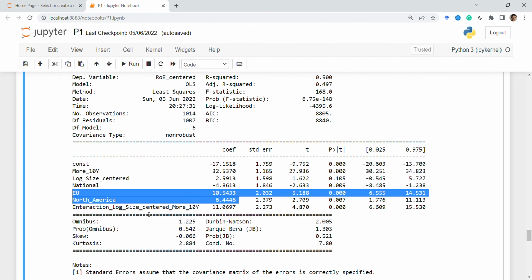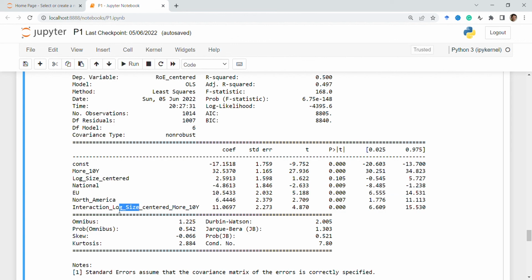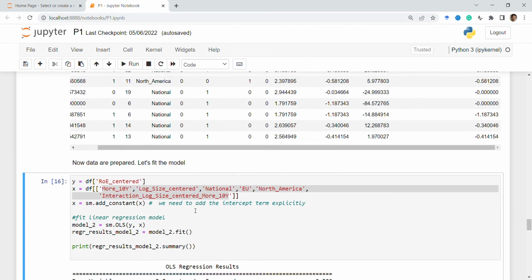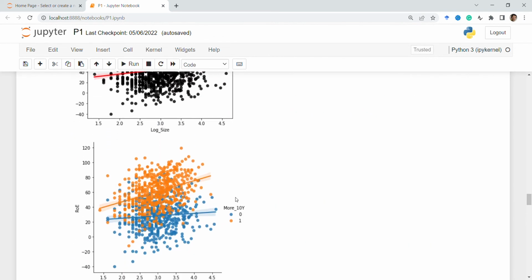And there is an interaction. It was more clear here. For all offices, the larger the office, the larger the return on equity. And it doesn't seem to be so important for younger offices. So for younger offices, the size doesn't seem to matter much.